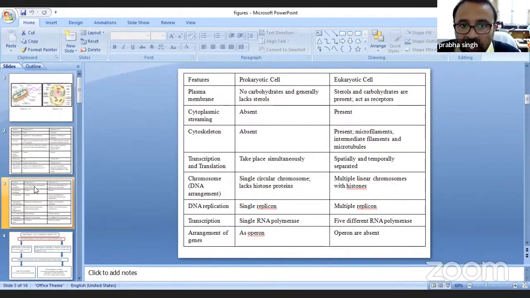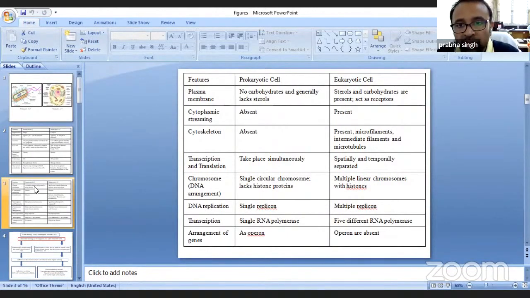Then cytoplasmic streaming or the movement of cytoplasm is absent in the case of prokaryotic cell, while it is there in the case of eukaryotic cell. Cytoplasmic streaming means it is a movement of cytoplasm. Why is it required in the case of eukaryotic cell? Because in the eukaryotic cell, we have the membrane bound organelles. And if we want to send anything from one organelle to another organelle, the cytoplasm should move.